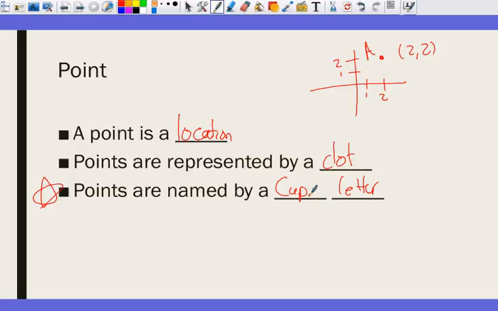So, how would we label this point? We could either say point A or just A. It's implied. Okay. Are there any questions about this? Nope. All right, here's my question for you then.